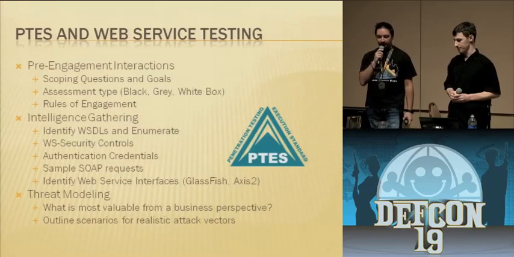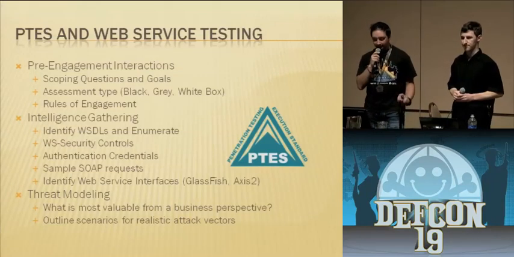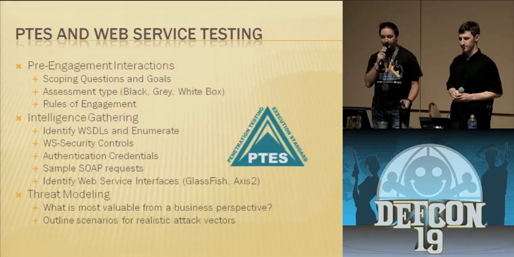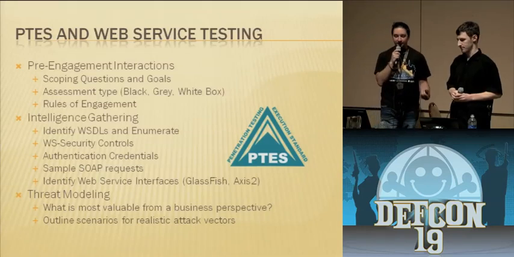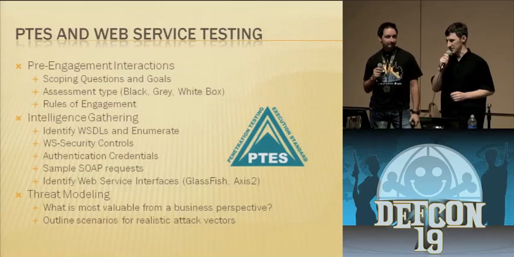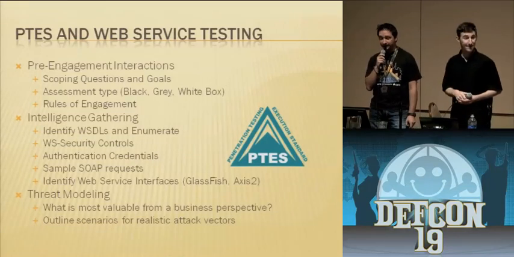Breaking this down from a high level, our white paper, which we'll have links to at the end, has the full excruciating detail you can go through. It really starts with the pre-engagement interactions, which is your scoping questions and goals, defining what type of assessment this is, and of course your rules of engagement. Do you have web services? That should be a question for any type of web app engagement, exactly.